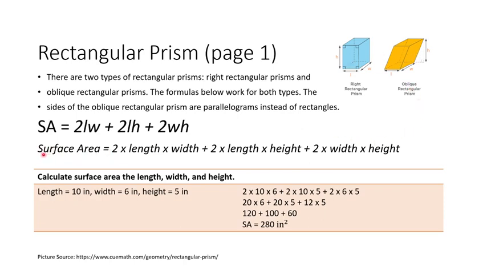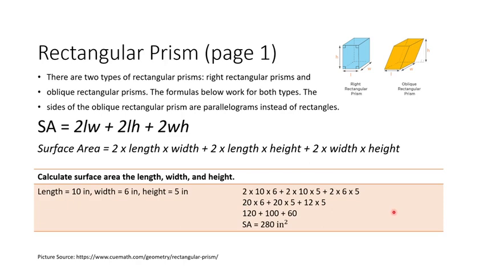The formula is read as surface area equals 2 times length times width plus 2 times length times height plus 2 times width times height. To calculate the surface area, we're going to plug in the information that's given, and in this problem, you're given the length, the width, and the height. And here you see we've got it all written out.